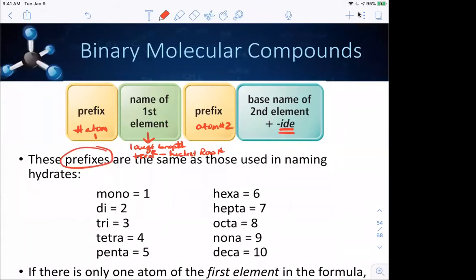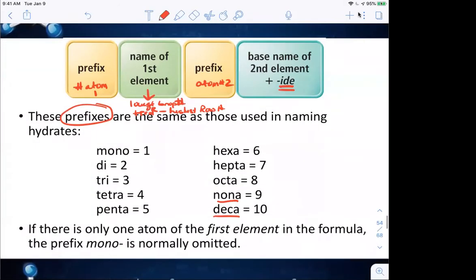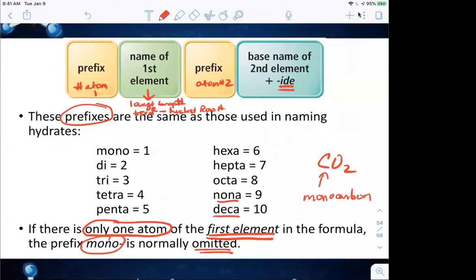I'm going to use prefixes that are exactly the same as those used in naming hydrates. Here I've gone up to 9 and 10 as well. Here's a convention though. If there's only 1 atom in the first element, I'm going to omit the prefix mono. So I wouldn't say monocarbon dioxide if I have CO2, right? It would just be carbon dioxide.